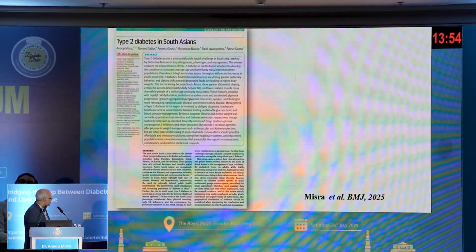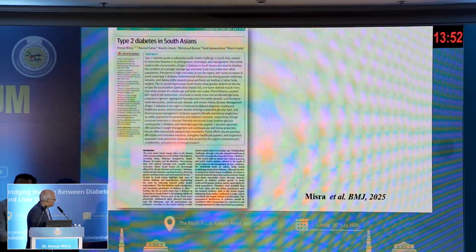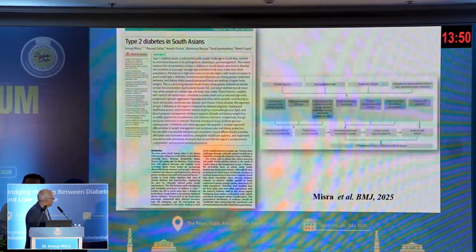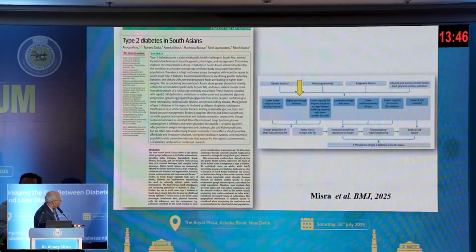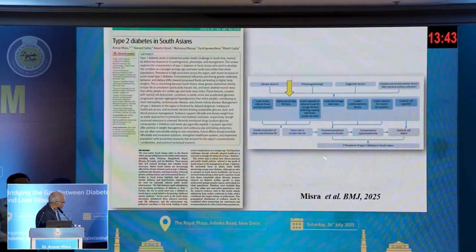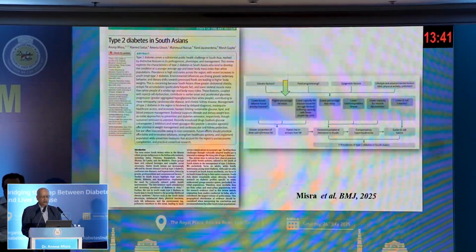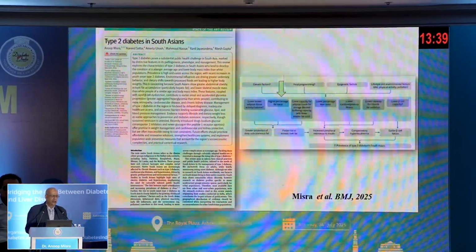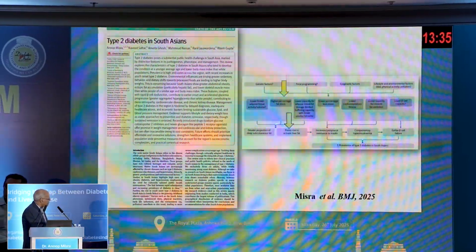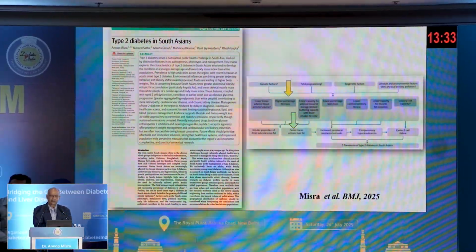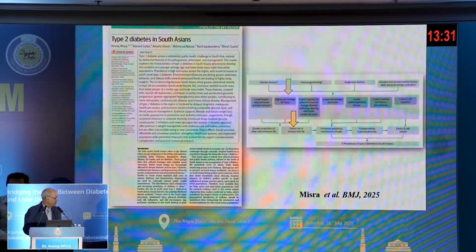Now, this is our upcoming publication in the British Medical Journal, which gives an overview of type 2 diabetes in South Asians. It's not yet published, but accepted for publication. You may not be able to see everything, but let me point out that among the factors which predispose to type 2 diabetes, the two most important are, number one, increase in body fat, and number two, increase in the fat in the liver. This has been clearly highlighted in this particular review.